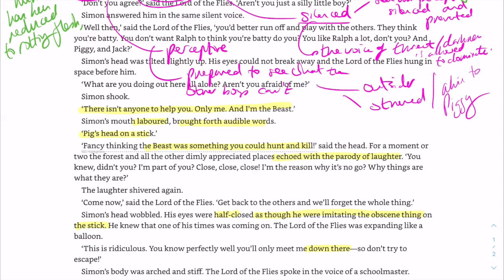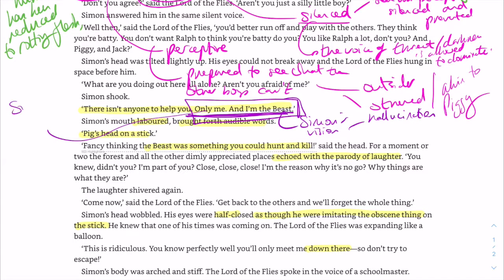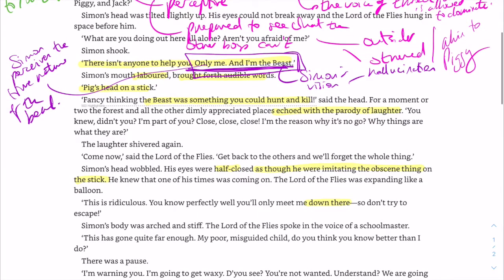So, we move into this next section of the passage as Simon is perceiving and seeing the Lord of the Flies speaking. He says, "Only me, and I am the beast." So we have Simon's vision. It is arguably a hallucination, but Golding is still including it clearly for symbolic effect as well. But here, Simon is finally seeing the true nature of the beast that they're all scared of, the beast that they're all terrified by. And that's being revealed to Simon.